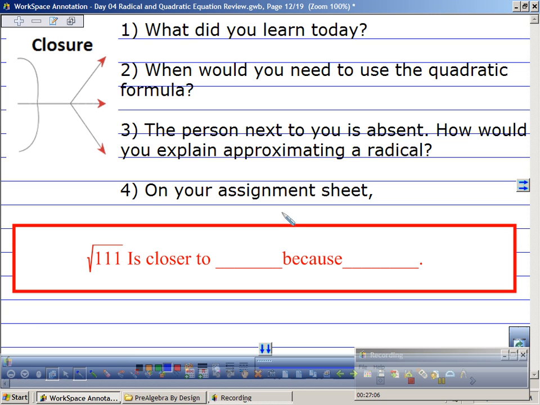Okay. On your assignment sheet, I want you to write for your closing thought: the square root of 111 is closer to blank because. So that's your final thought for today.